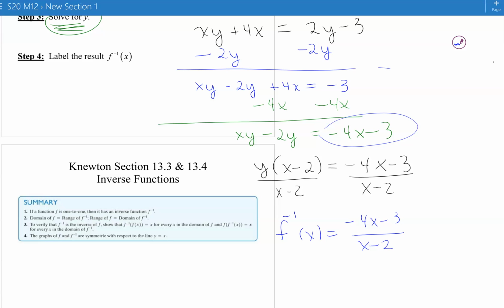And then here's a little summary. If you like having summaries and you want to put this in your notes, that would be a good idea. So make sure and ask if you have any questions.